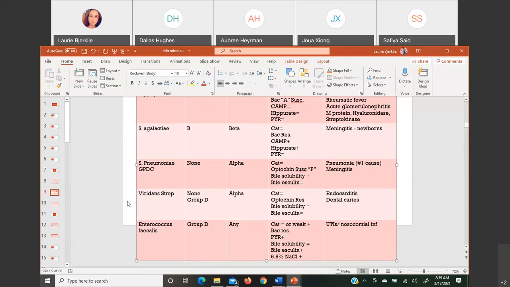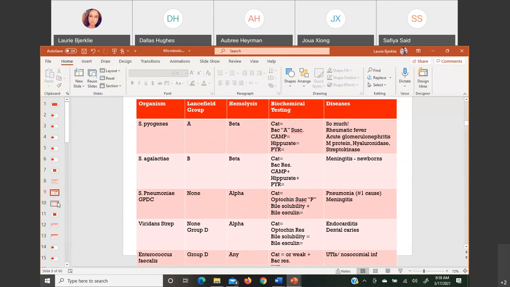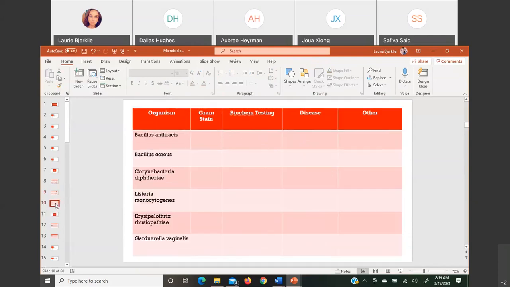All right, I think that's all I want to mention there. Let's go on to our Gram-positive rods. So all of these are Gram-positive rods because they're still under the Gram-positive category. So your Bacillus species, the two big ones that we discussed were Bacillus anthracis and Bacillus cereus. There's a lot of other Bacillus strains, but all the rest of them are pretty non-pathogenic. They're normal flora. We don't see a lot of stuff with them.